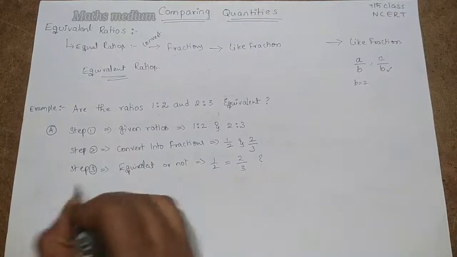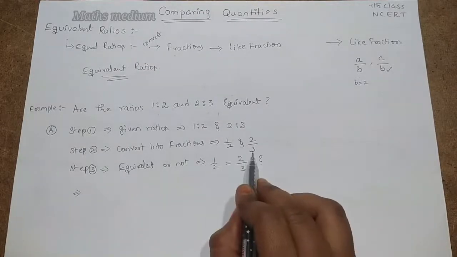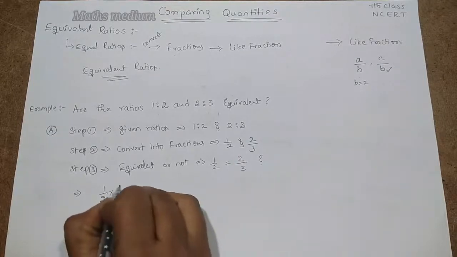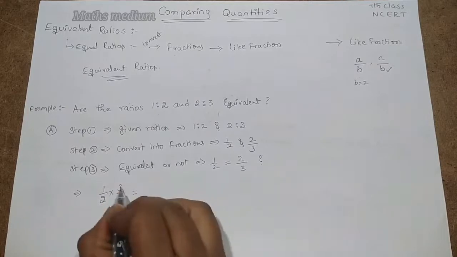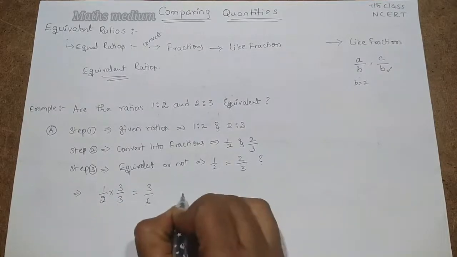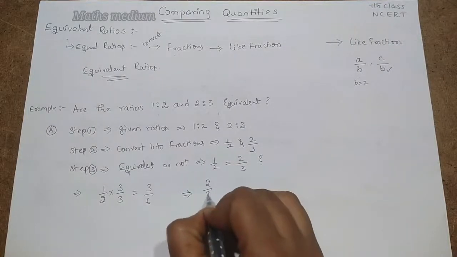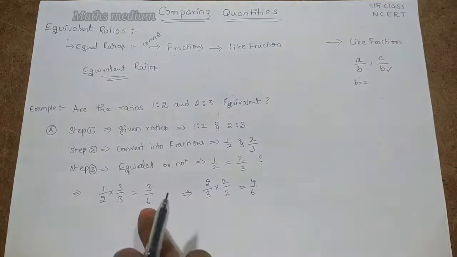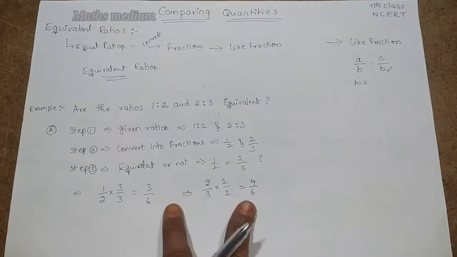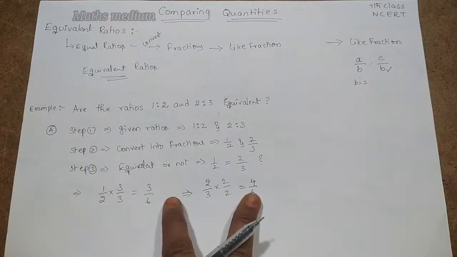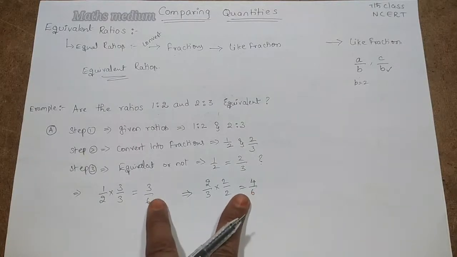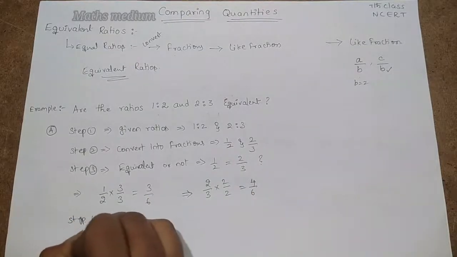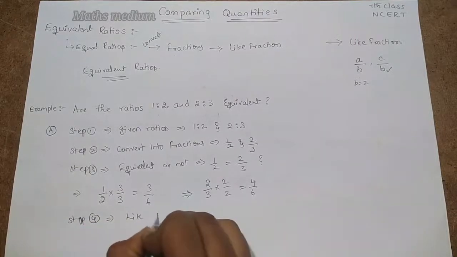Now, in order to get these two denominators equal, the common multiple is 6. So we have to multiply both numerator and denominator by 3. Here, see, 3 ones are 3, 3 twos are 6. Similarly, here also 2/3 times 2/2 is equal to 4/6. See, this denominator and this denominator are equal. So in this step we are making the given fractions into like fractions. So step 4, like fractions.